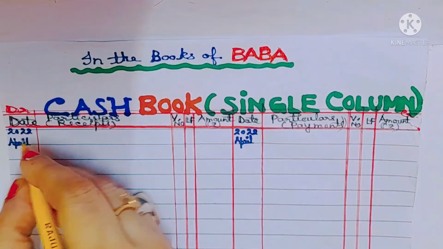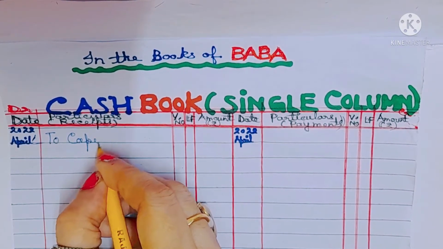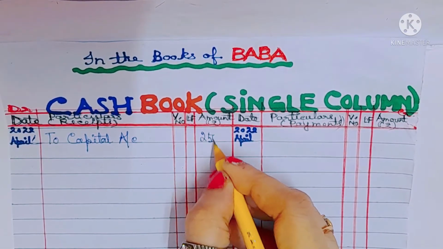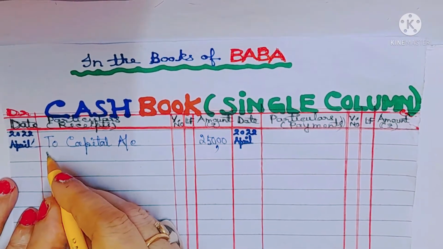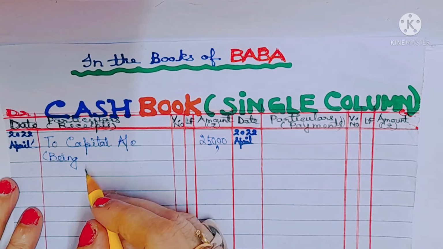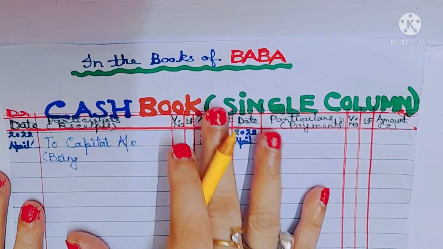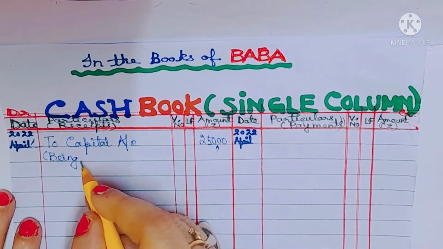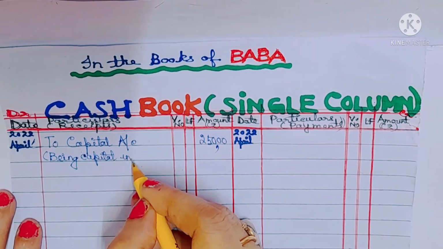Okay, so let's write 1st April, to capital account, 25,000. Okay, and after every journal entry we'll have to write a narration, that is a brief note, just like the journal. Why? Because cash book serves the purpose of a book of original entry or journal. So let's write the narration. Being capital introduced into the business.